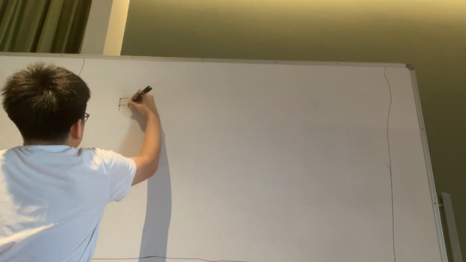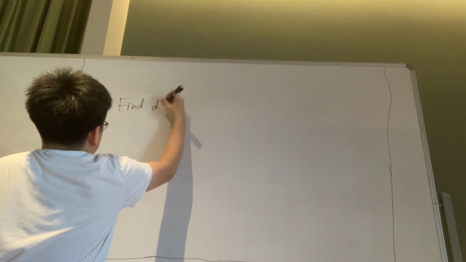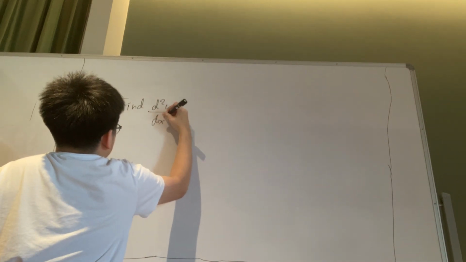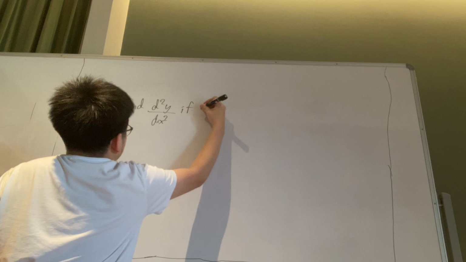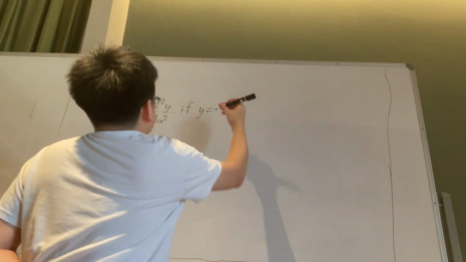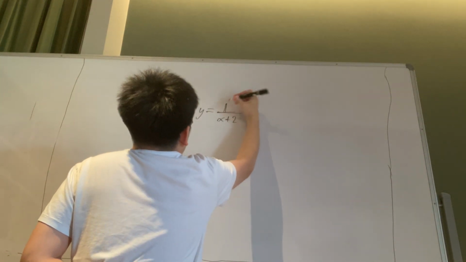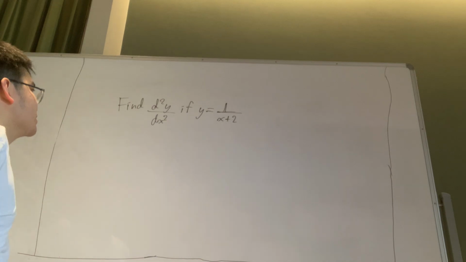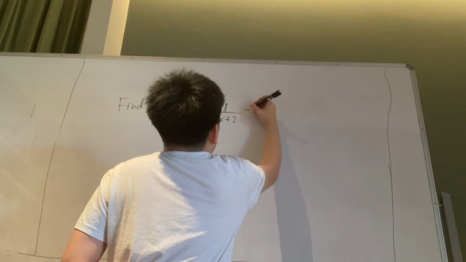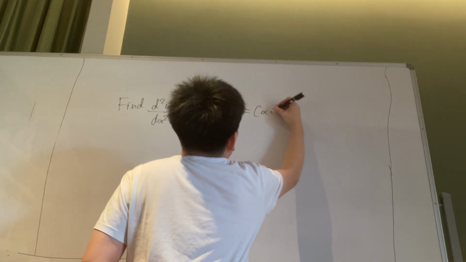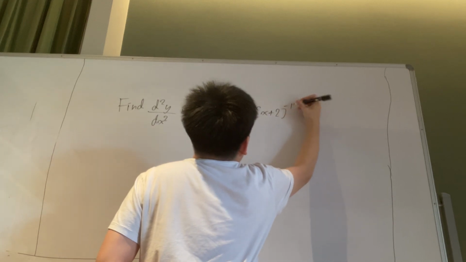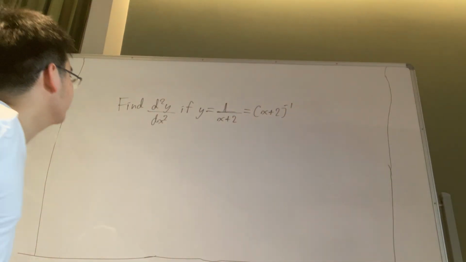Find the second derivative of y equals 1 over x plus 2. One over x plus 2? Yeah, 1 over x plus 2. Here, I do not advise, in my opinion, using the quotient rule. I advise first rewriting this as a composite function, namely x plus 2 raised to the power of negative 1, and then doing the chain rule on that.